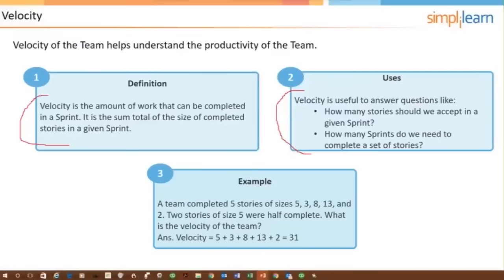And here's an example. In box number 3, a team completed 5 user stories that were sized 5, 3, 8, 13, and 2. 2 user stories, each sized 5, were left half complete. What is the velocity of the team? The answer is either going to be 31 or 36. 31 is the sum of the completed user stories. 36 would be claiming half of the 2 that were 5, so that would be a total of 10, and half of it, which would be 5, would take you to 36.